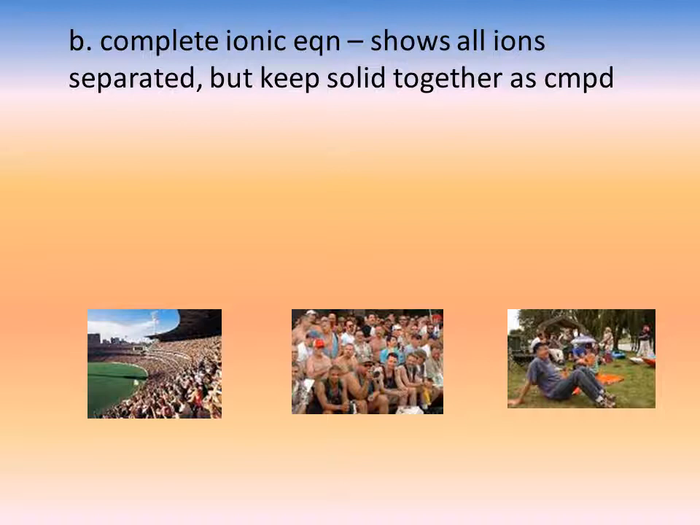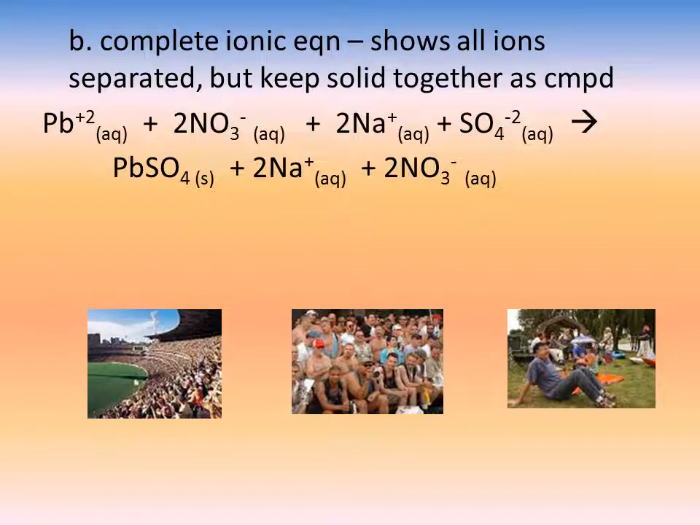The next part is the complete ionic equation. It shows all the ions separated but keeps the solids together as compounds. Going back to the demo, the solution conducts electricity because the ions are free to move. So we show the ions present, but we keep the precipitate, the solid insoluble substance, together. Before, we had lead nitrate plus sodium sulfate yields lead sulfate solid and aqueous sodium nitrate.